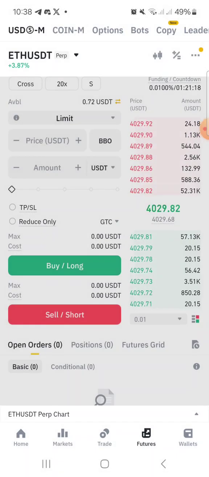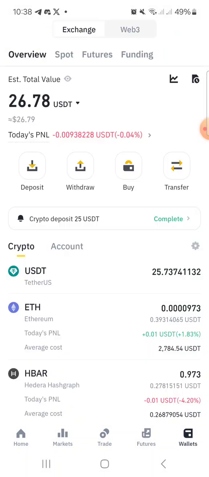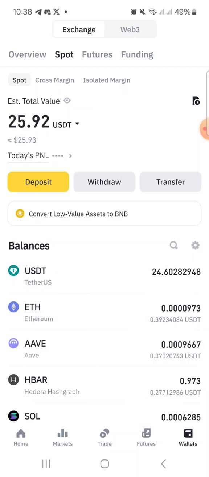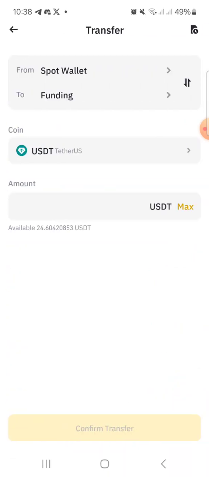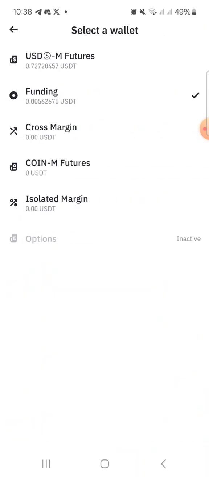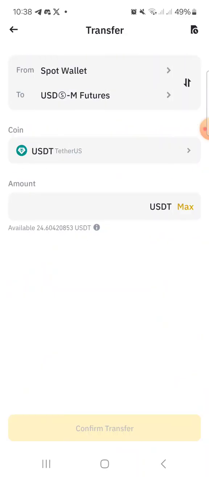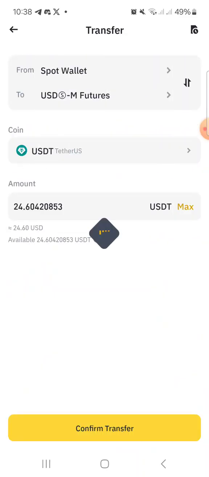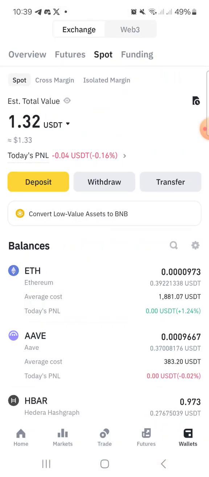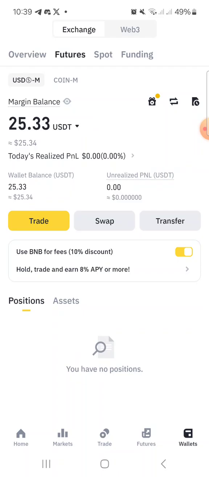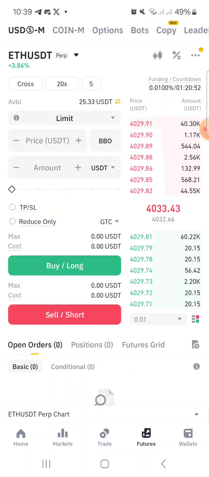the money that I have, first of all, let me transfer my money from spot to futures. So my money is on spot market. Let me transfer it to futures. So I go to transfer, all right, and I select from spot to futures, and I select maximum or whatever amount I want. So my money is now on the futures side of my wallet, right? So now let's go to the futures trade.